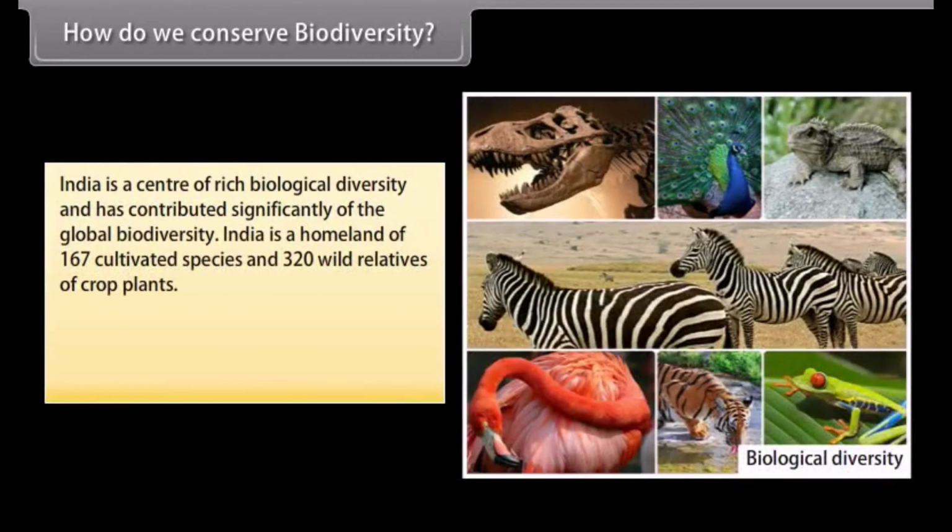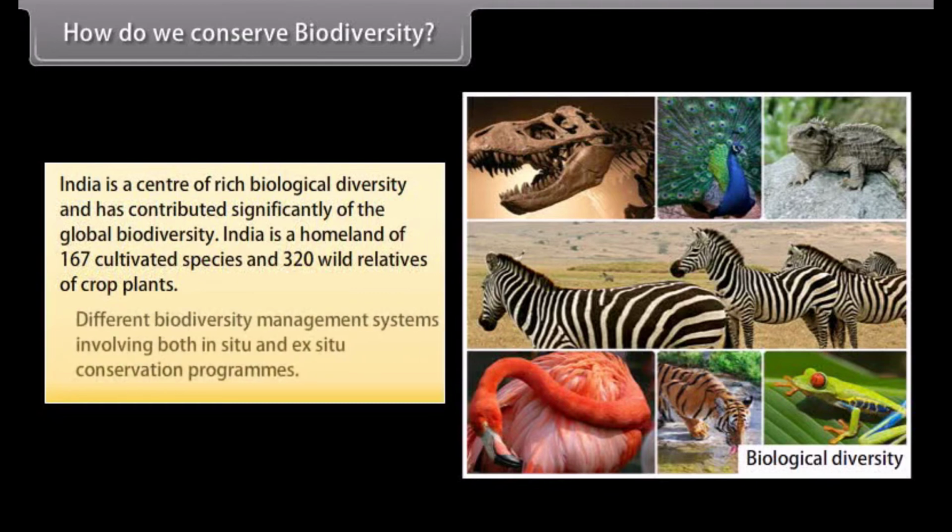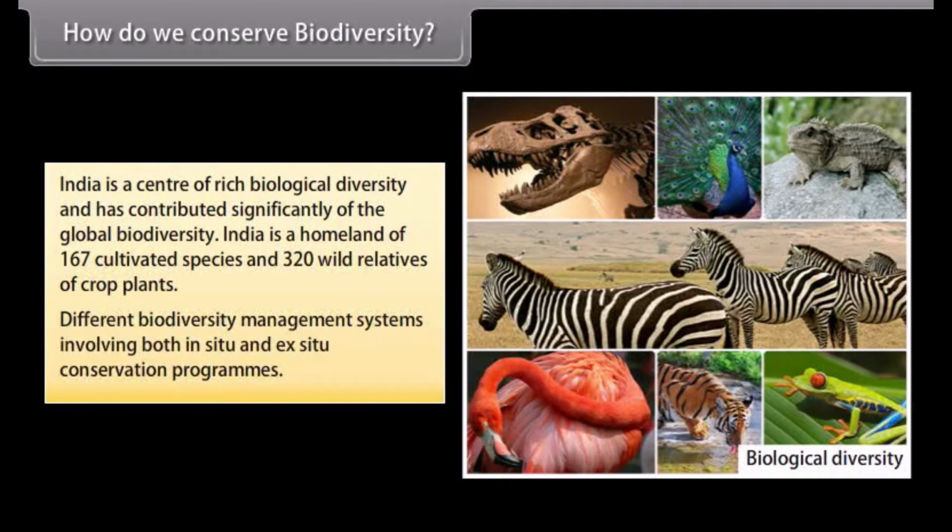India is a center of rich biological diversity and has contributed significantly to the global biodiversity. India is a homeland of 167 cultivated species and 320 wild relatives of crop plants. Different biodiversity management systems involve both in situ and ex situ conservation programs.